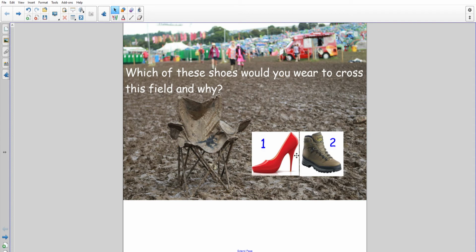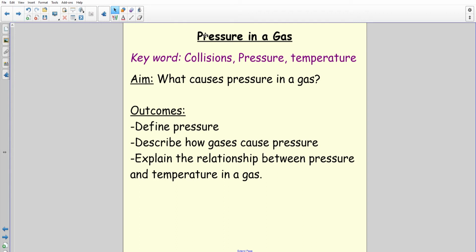And the reason for that is that number 1 has a smaller surface area on the bottom. This means you'd be more likely to sink. This is all to do with something called pressure. Okay, and today your title in your book should be pressure in a gas. Your keywords that I want you to write down are collisions, pressure and temperature. I want to know what causes pressure in a gas.